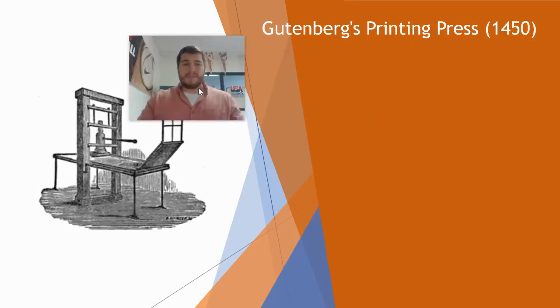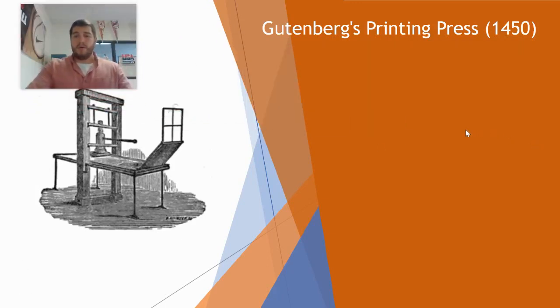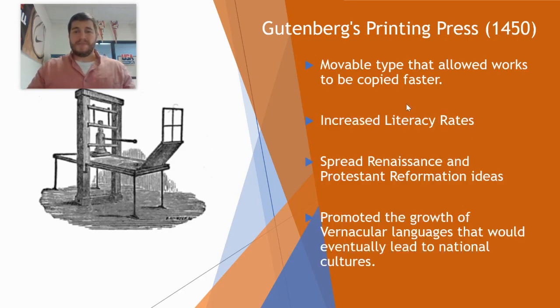Gutenberg's printing press. So this is a little out of place, but it's important to know. The reason these ideas are going to spread so much during the Renaissance is because of Gutenberg's printing press. I'm sure you've already heard of this from Global 9. Just movable type that allowed works to be copied faster. There's usually questions in some regard about the printing press on your test. It's going to increase literacy rates because more people were able to get access to things to read.